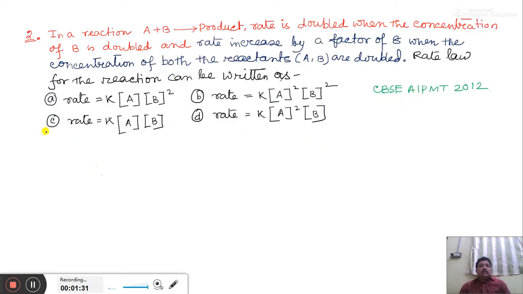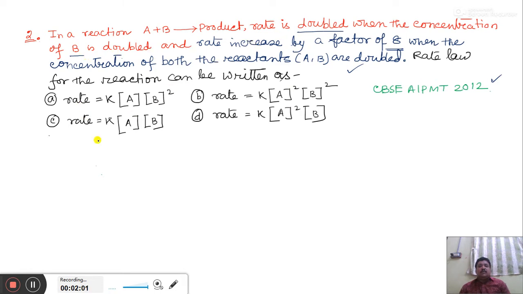My next question is: in a reaction A plus B giving product, the reaction rate is doubled when the concentration of B is doubled, and the rate of reaction increases by 8 times when the concentrations of both A and B are doubled. Then the rate equation can be written in the following way. There are 4 options given. This question came in CBSE AIPMD 2012.